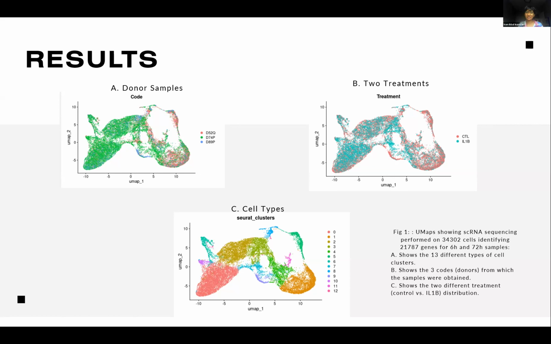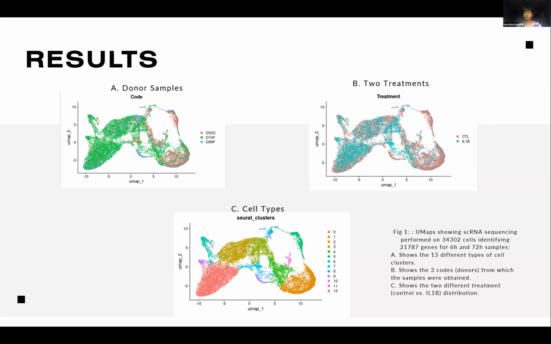What is interesting is that not all the donor distribution, for example the green part in the first figure, aligns exactly with just one color in the cell type clusters in the third UMAP. That makes us think about what kind of donor sample is contributing to what kind of cells in the samples that we are analyzing.